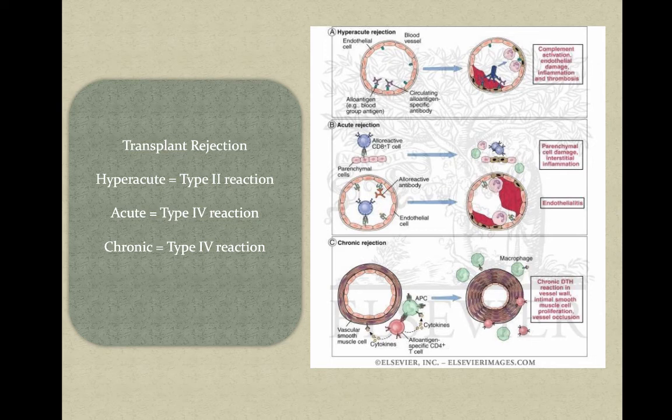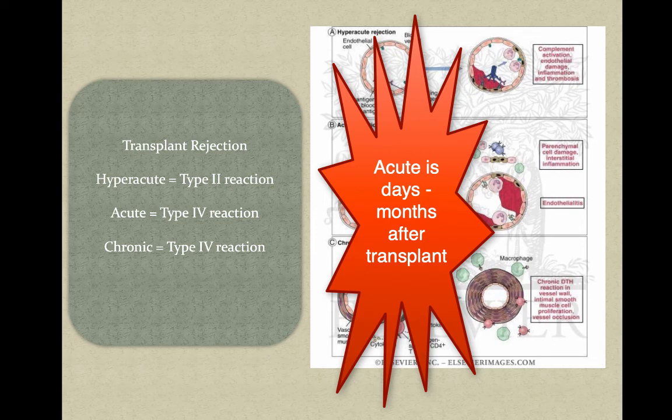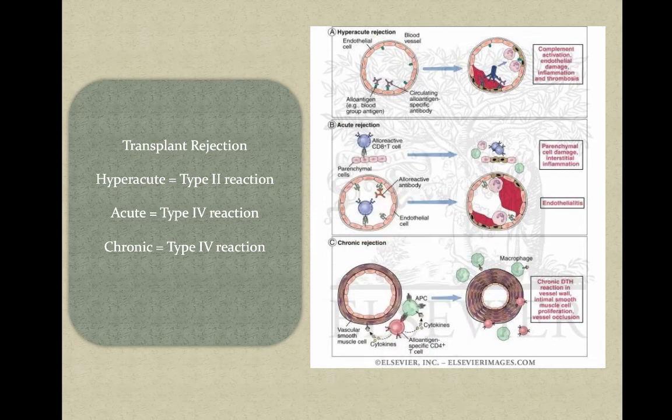Now, acute rejection is a cell-mediated immune response that occurs within days to months after transplant. This type of reaction occurs when the recipient develops an immune response against unmatched HLA antigens after transplantation. A biopsy of the rejected organ usually shows an infiltration of lymphocytes and macrophages, very characteristic of a type 4 reaction.